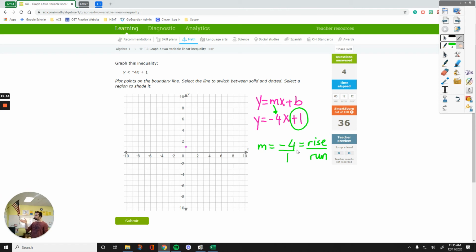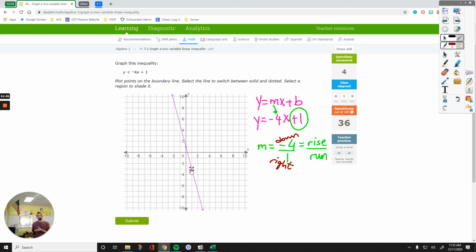So negative 4 for the rise tells me to go down. So this is going to be down 4 units and then right 1 unit. We have our starting point. We're going to go down 4, right 1, and then plot the second point. 1, 2, 3, 4, and then right 1.